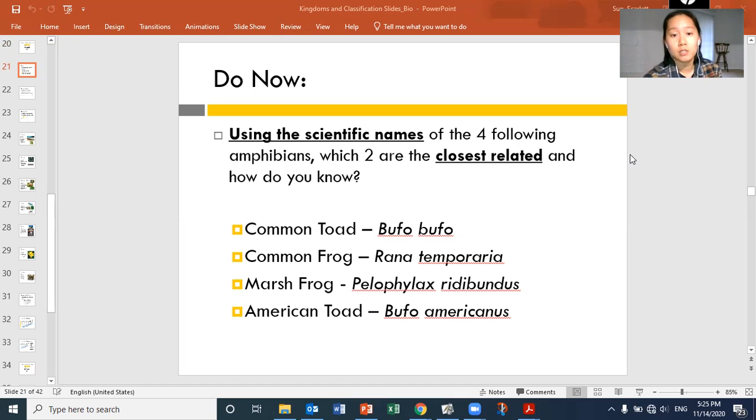So we have the common toad, which is Bufo bufo. We have the common frog, which is Rana temporaria. We have the marsh frog, which is Pelophylax ridibundus. Then we have the American toad, which is Bufo americanus. Okay, so you tell me which 2 are the closest related based on their scientific name, and how do you know? The answer is that the common toad and the American toad are the most closely related, because even though their species name, their second name, is different, Bufo versus americanus, their genus name is the same, which is both Bufo. Okay.